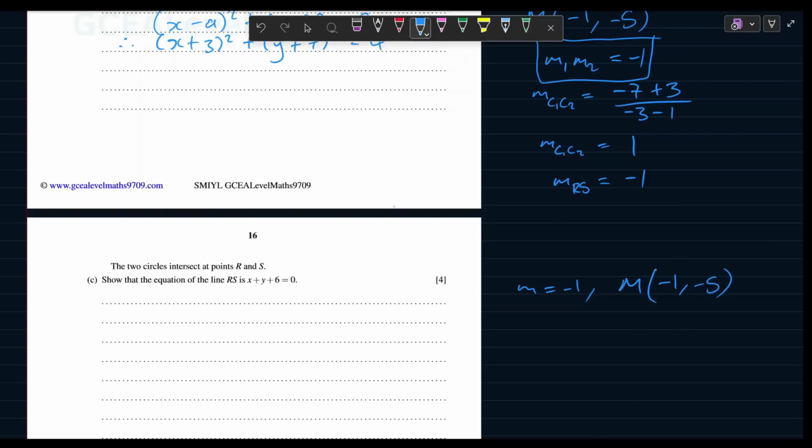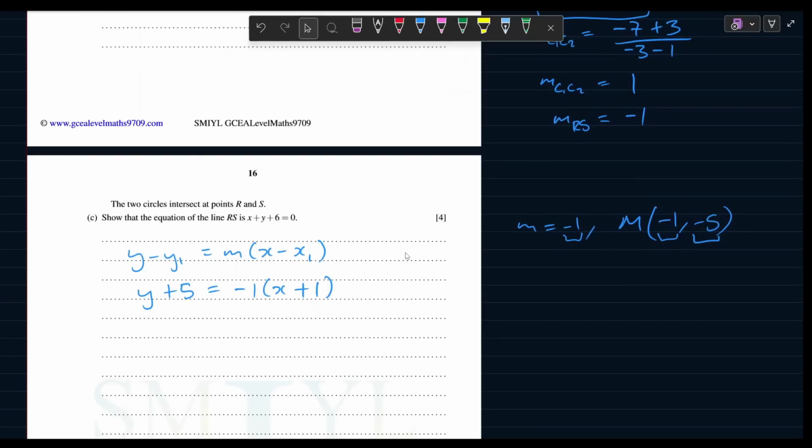So using the point slope formula, which is y minus y1 is equal to m(x minus x1), we can substitute. Our y1 is -5, so y minus minus 5, so y plus 5, is equal to m. M is -1 times x minus x1. X1 is -1, so it's minus minus 1, which is plus 1. And now let's just multiply through.